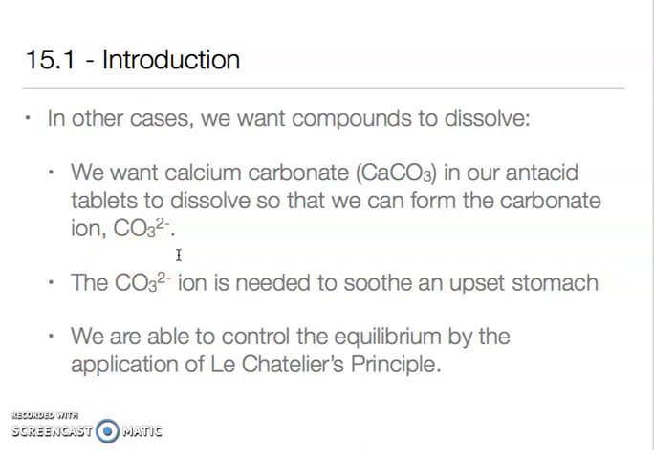So what happens is the carbonate in its ionic form reacts with the acid to form some type of salt and water, and that water basically lowers the pH of our system. So we're able to control the equilibrium by the application of Le Chatelier's. We're increasing the concentration of a substance, or in this case, decreasing the concentration of our acid and driving the reaction in our desired direction.